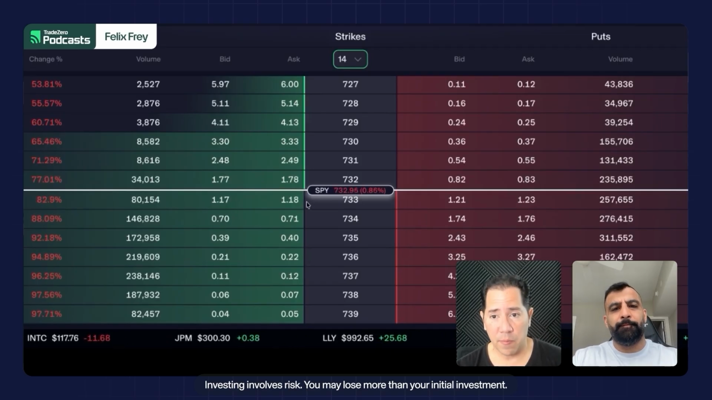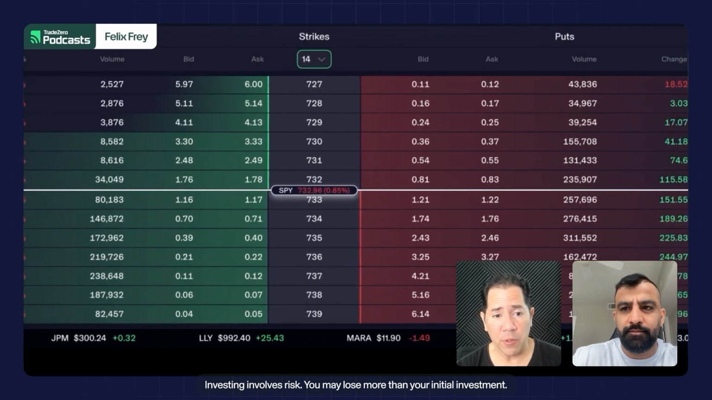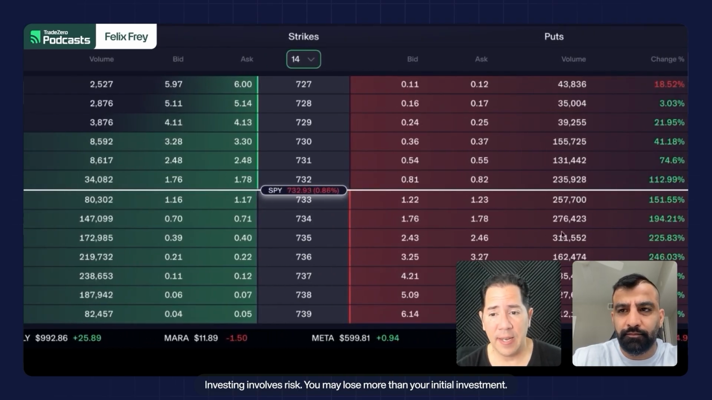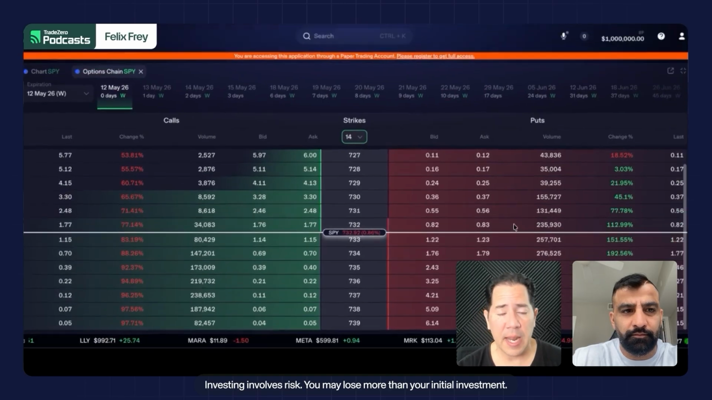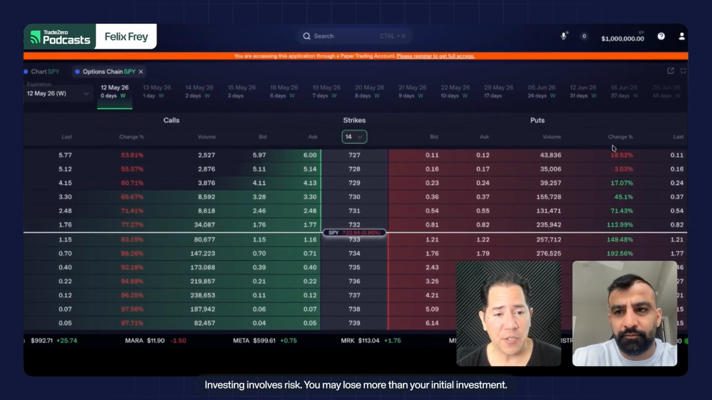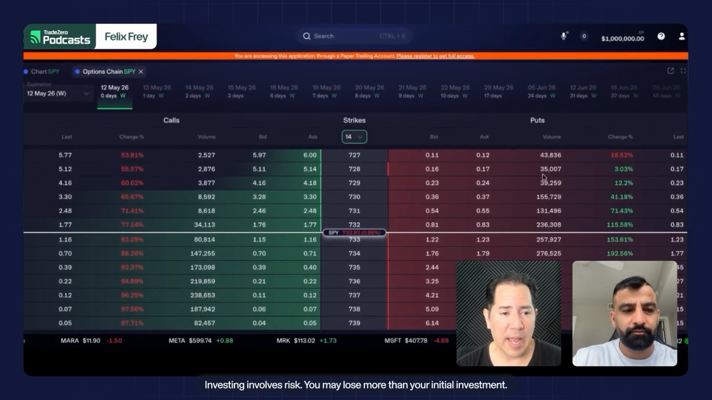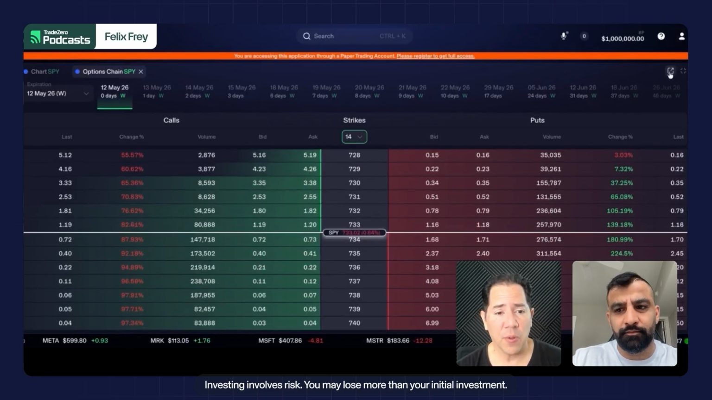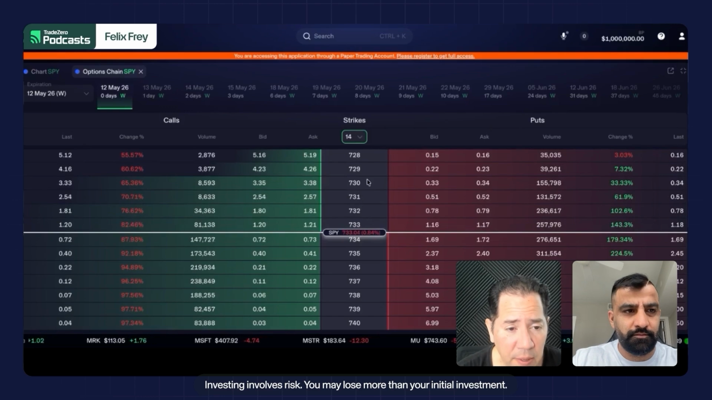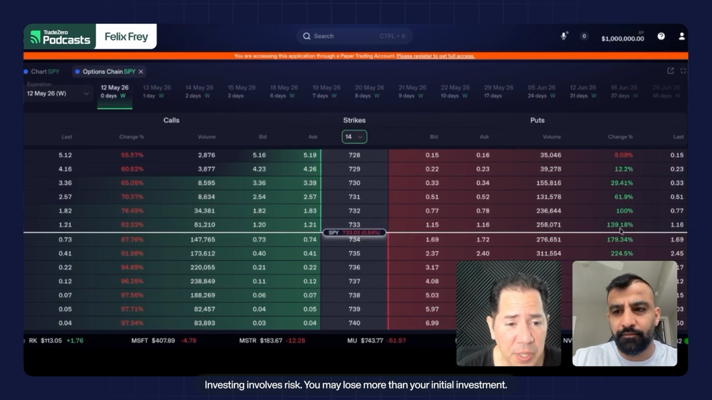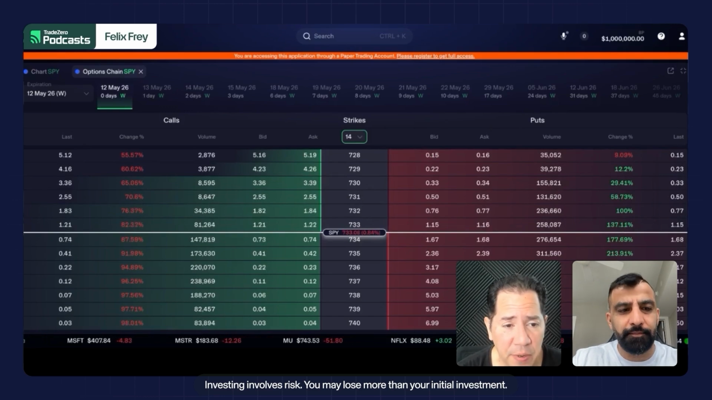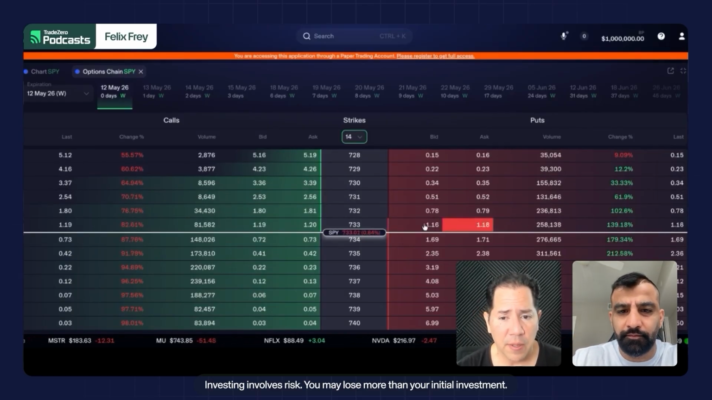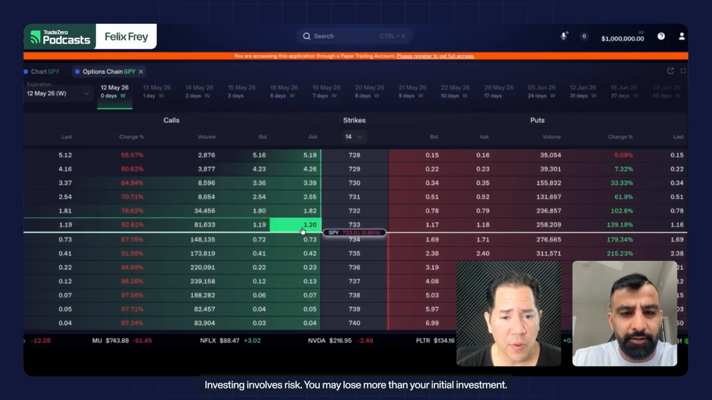On one more row, you have volume. Volume is the amount of contracts that are traded today. And then you have the percentage change of the last price. Not the last price, the percentage change from yesterday. So the last price here, if you look at the 733 calls on the left, green, 733, 119, 120.